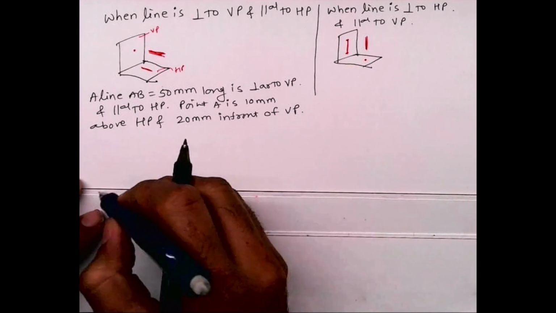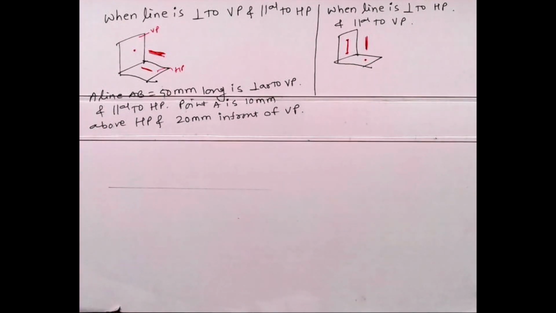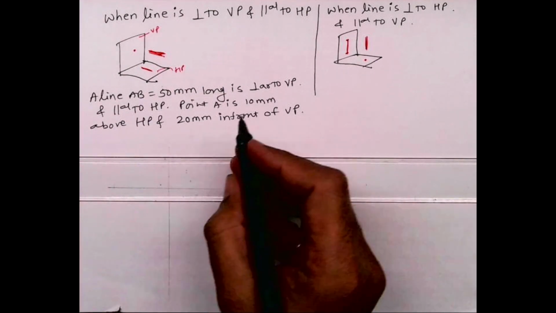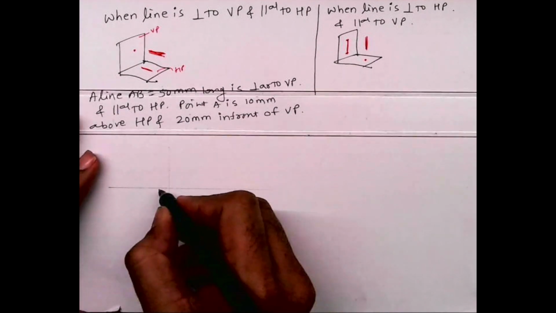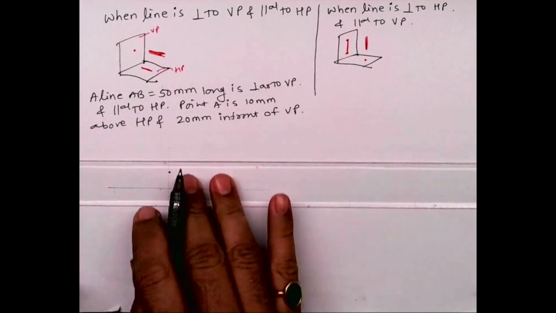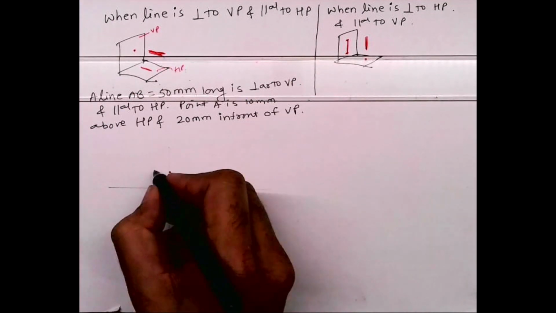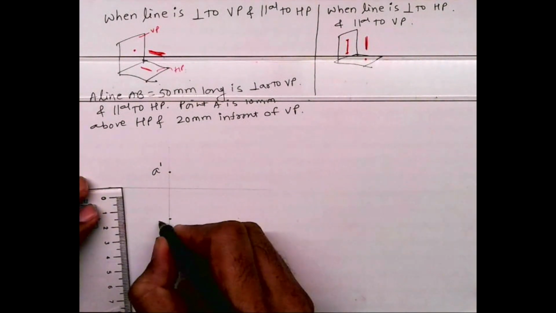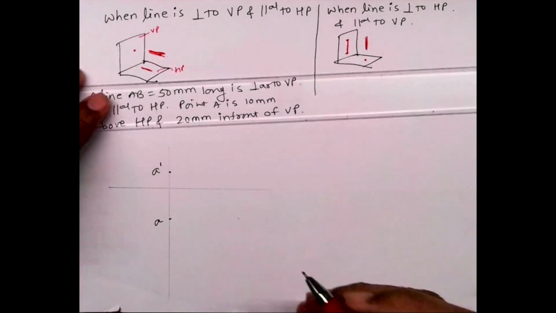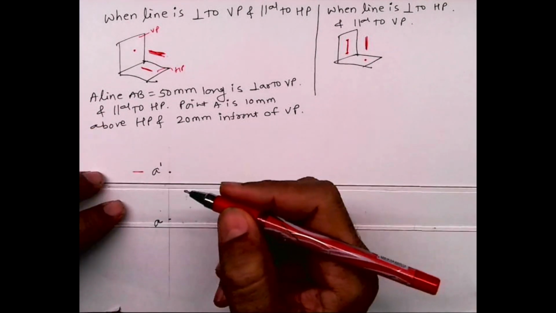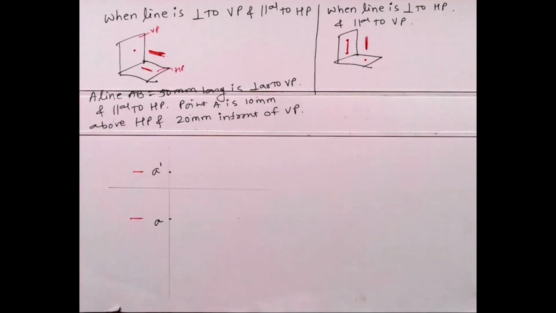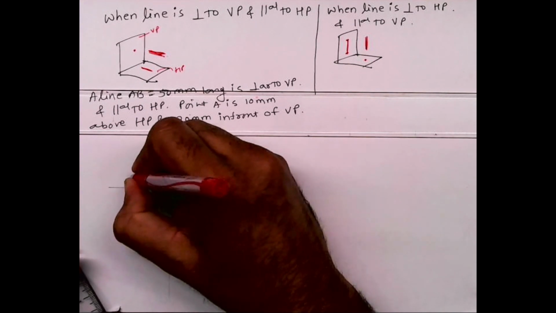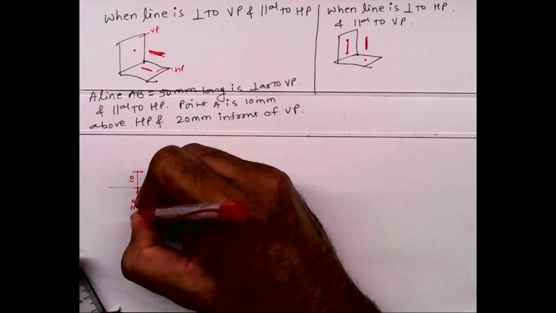Now always remember, whenever you want to solve lines, first you need to draw points. So here we need to mark point A, which is 10 mm above HP. So from XY you go up by 10, that is A dash, and 20 mm in front of VP, that is 20 mm below the XY line. So we are done with this point.